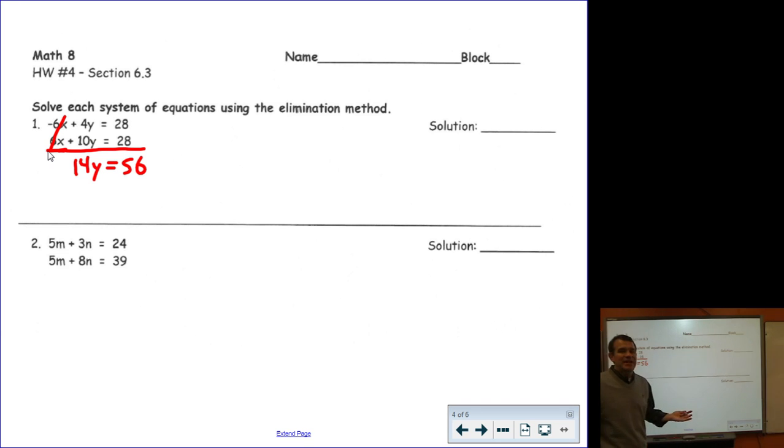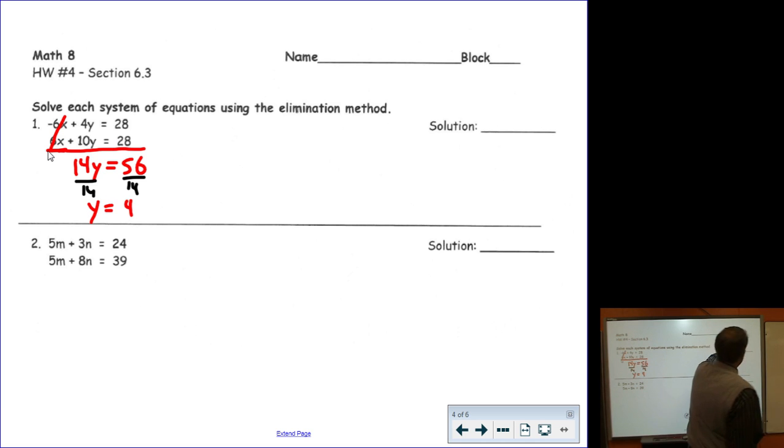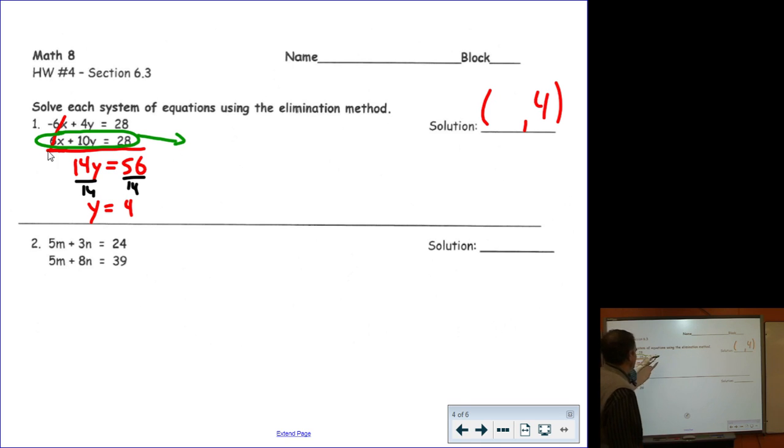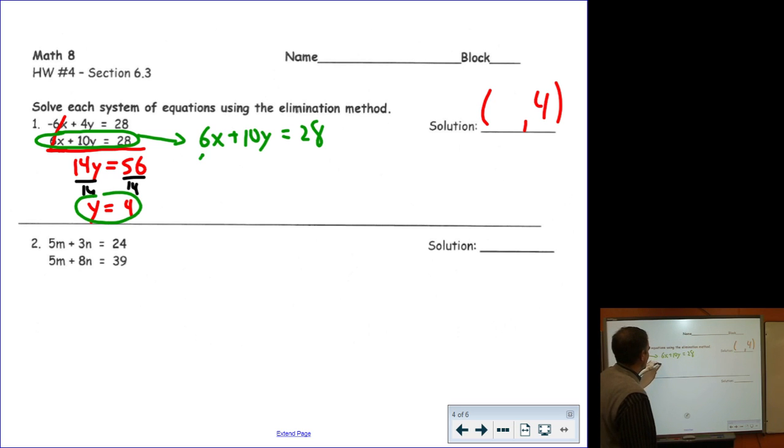Now that I've canceled out the x, it is easy to solve for the y. I would simply divide both sides by 14, and I would end up with y equals 4. And I now have half of my ordered pair that is the solution to the system. To get the other half, I take one of the equations. I'm going to take this one, 6x plus 10y equals 28, and I substitute my answer in place of the y. So instead of 10 times y, 10 times 4.